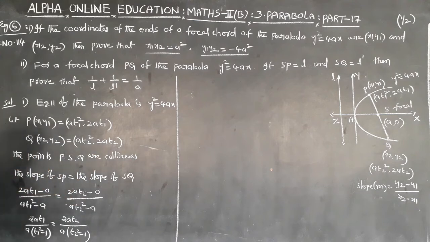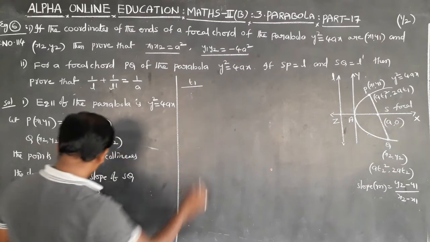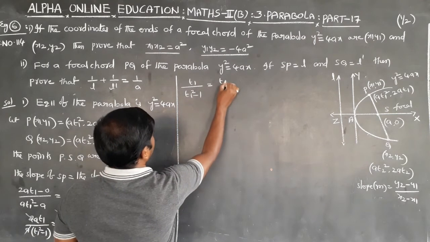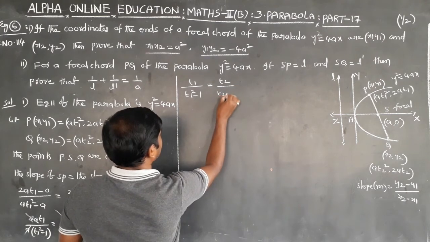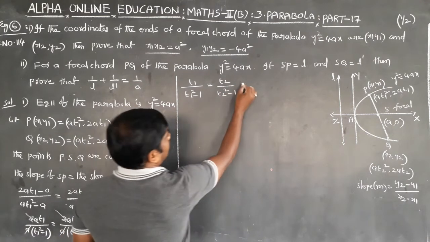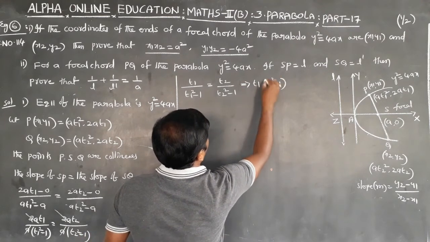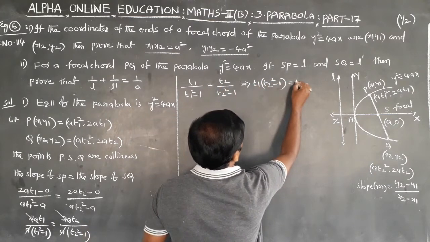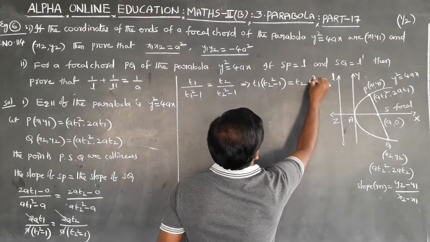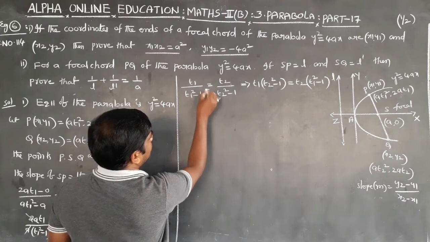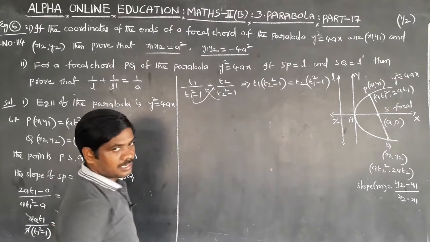Here on both sides 2a cancels, a cancels. So t1/(t1² - 1) = t2/(t2² - 1). Here, cross multiplication: t1(t2² - 1) = t2(t1² - 1). Taking t2² - 1 on the left side, t1² - 1 on the right side.